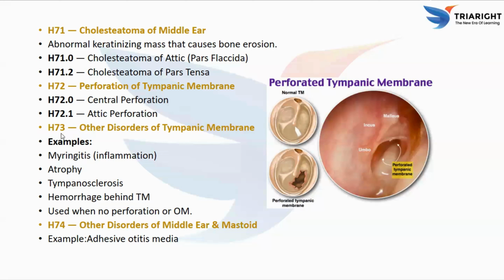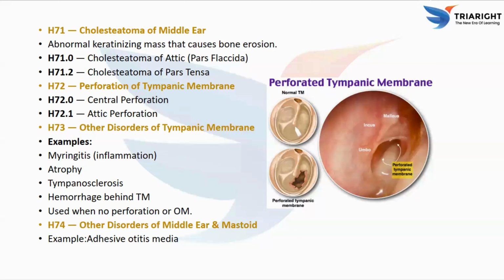Next is the H73 code category, which describes other disorders of the tympanic membrane. You have to use H73 when a tympanic membrane disorder is documented but it is not a perforation or otitis media. So what are the examples of this H73? Myringitis, which is an inflammation of the TM without middle ear infection; atrophy, which is a thin, flaccid eardrum; and tympanosclerosis, where white calcified plaques are caused by repeated infections or ear tube insertion. So if the TM looks abnormal but intact, you have to assign the code H73.